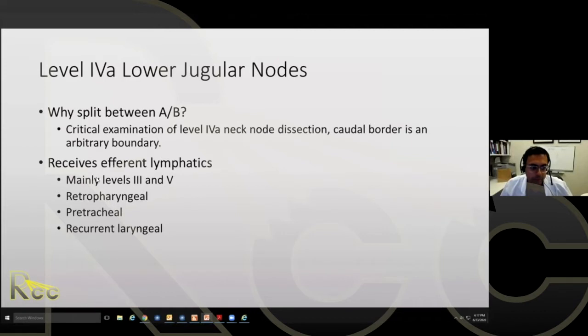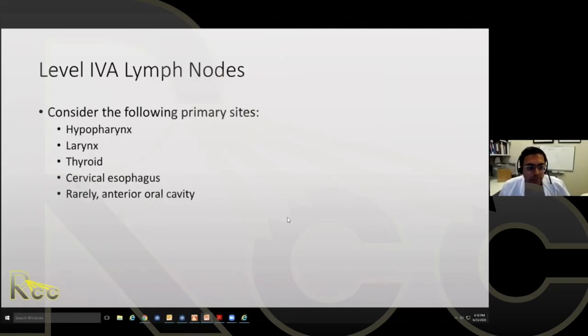Now level 4A receives efferent lymphatics, which makes sense, from level 3, the next step down the same chain of lymph nodes, and then level 5. Uncommonly, but it still does receive efferent lymphatics from the retropharyngeal, pretracheal, and recurrent laryngeal lymphatics as well. Now we're moving further down, and direct drainage into level 4 is most commonly from the hypopharynx, larynx, thyroid, and cervical esophagus, and rarely the anterior oral cavity.